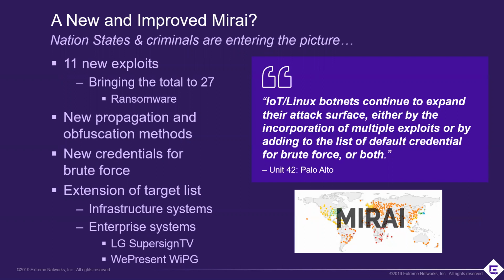New features, 11 new exploits, bringing the total to 27. And yes, ransomware is among them. New propagation and obfuscation methods, which allows the code to propagate and also hide. New credentials for brute force, for system hacking, and extension of target lists, infrastructure systems, and enterprise systems. This is something we need to pay attention to. And also take note of the box inset, IoT Linux botnets continue to expand their attack surface. We need to pay attention to this attack vector because most IoT systems are very lightweight Linux devices or VxWorks.